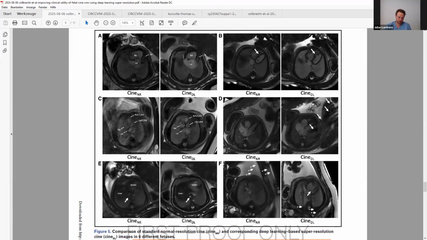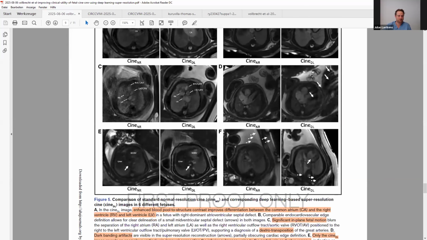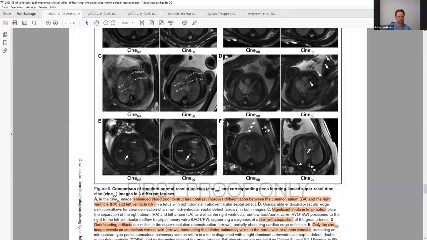So here you can see the deep learning reconstructed Cine sequence and the normal sequence with the normal resolution. You can see the higher blood pool to myocardium contrast in this image, for example. And in this image, you can see that there is a dextrotransposition of the great arteries, which is not visible in this stack because of fetal movement. So this is how the images typically look if you have movement artifacts.